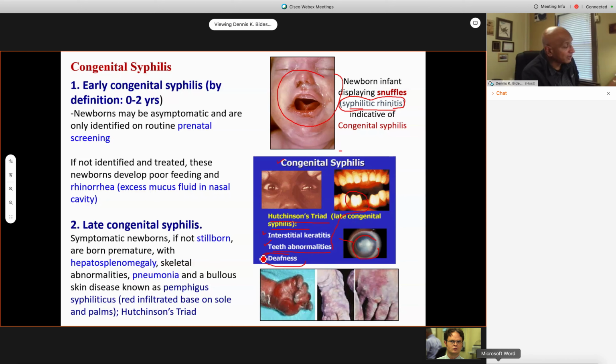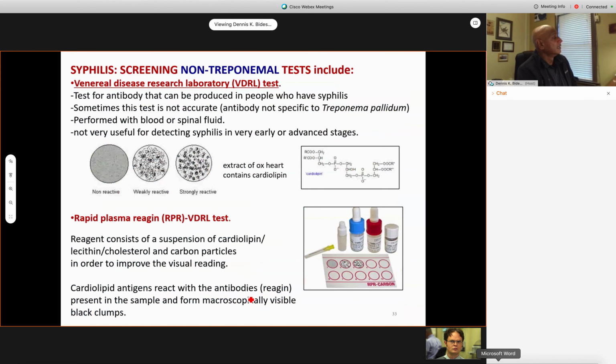So we see conditions that are linked to that. In this case, it's deafness. So again, with congenital syphilis, you see snuffles. That's an indication that a patient has syphilis. It's also called syphilitic rhinitis. And then we have the Hutchinson's triad: interstitial keratitis, teeth abnormalities, and finally deafness. By the way, you have stillbirth for many babies who have syphilis.